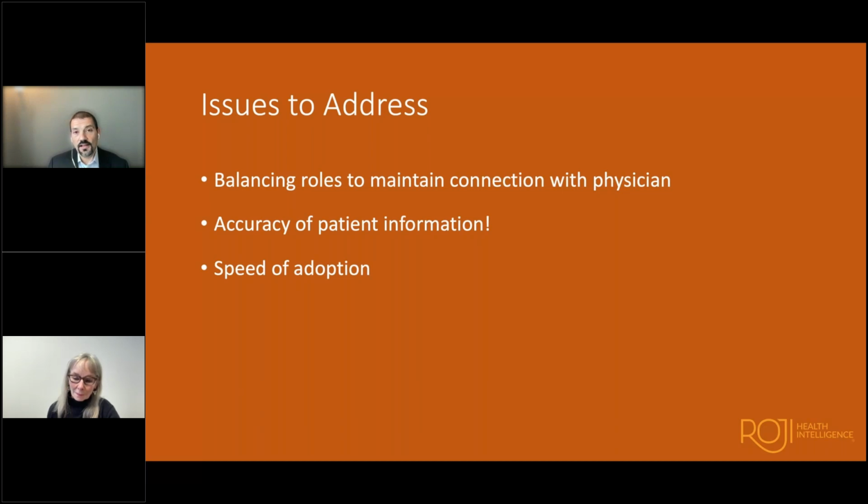So you've got a couple of different sides to that coin, and they're going to need to be balanced as you think about how you are going to use AI in your system here for patient communication. And then finally, how quickly can we get this off the ground?